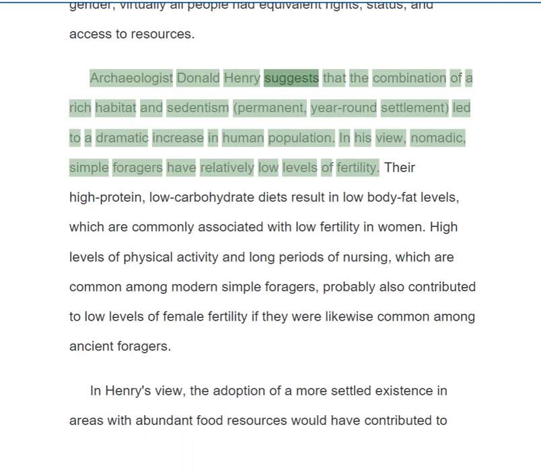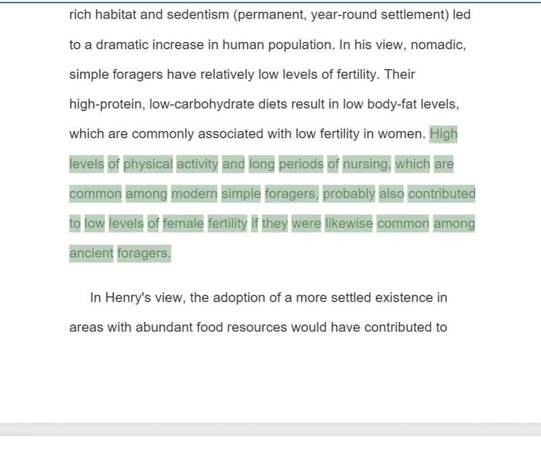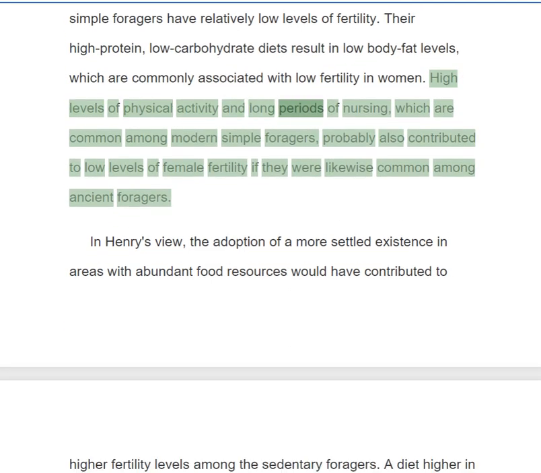Archaeologist Donald Henry suggests that the combination of a rich habitat and sedentism led to a dramatic increase in human population. In his view, nomadic, simple foragers have relatively low levels of fertility. Their high-protein, low-carbohydrate diets result in low body fat levels, which are commonly associated with low fertility in women. High levels of physical activity and long periods of nursing, which are common among modern simple foragers, probably also contributed to low levels of female fertility if they were likewise common among ancient foragers.